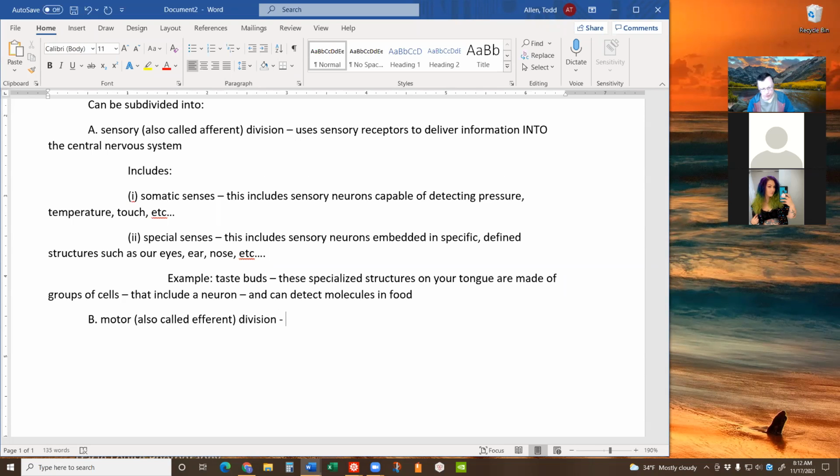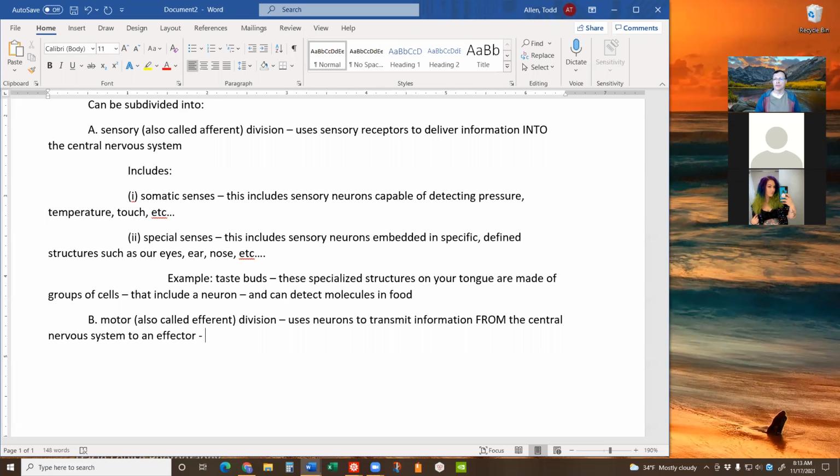So the motor division uses neurons to transmit information from the central nervous system to an effector. Okay. That effector is almost always going to be some type of muscle, typically skeletal muscle, but it could be the heart, so it could be cardiac muscle. It also could be smooth muscle around the wall of an artery. Okay, so your motor division might be trying to adjust blood pressure at some moment of time.